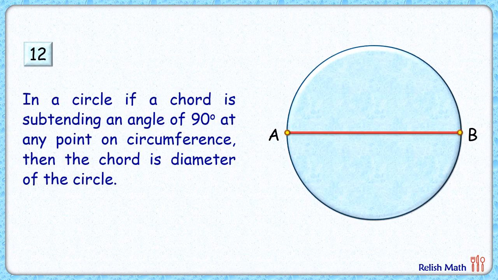It's the converse of the previous theorem. It states that any chord in a circle, if it makes an angle of 90 degrees at the circumference, then this chord has to be a diameter of the circle, or it will pass through the center of the circle. Let's check the next theorem.